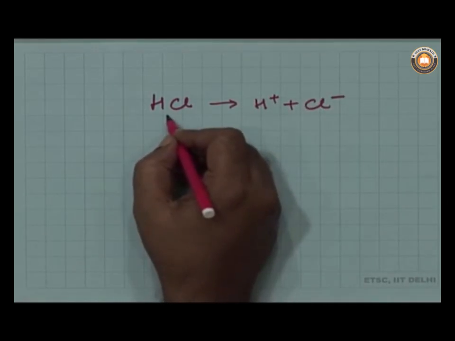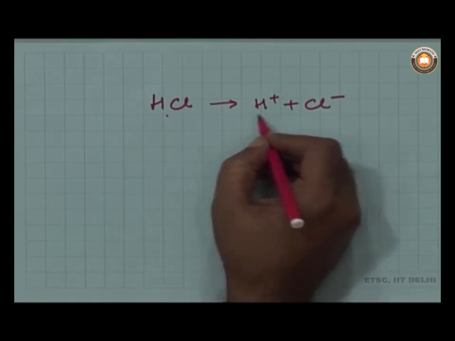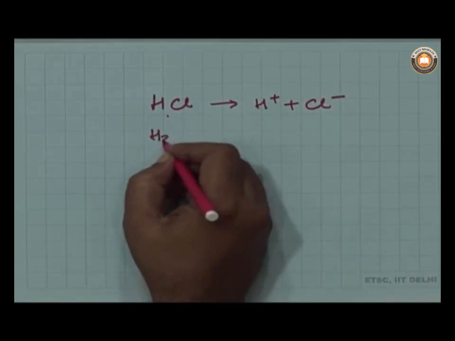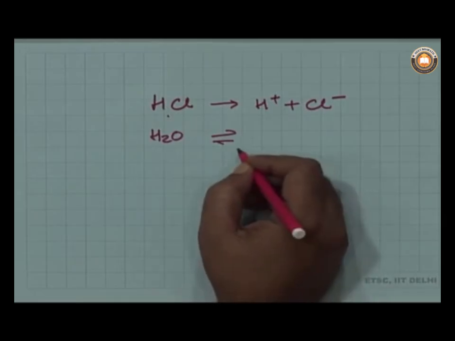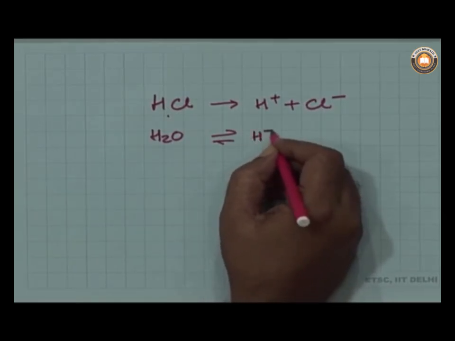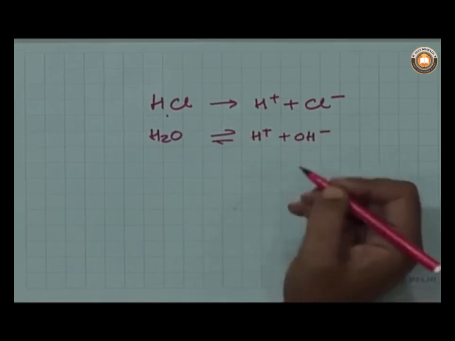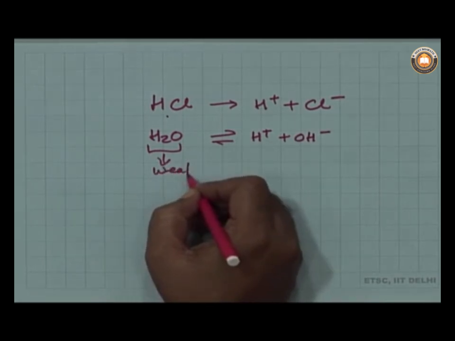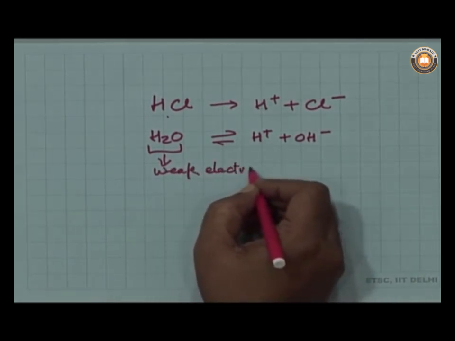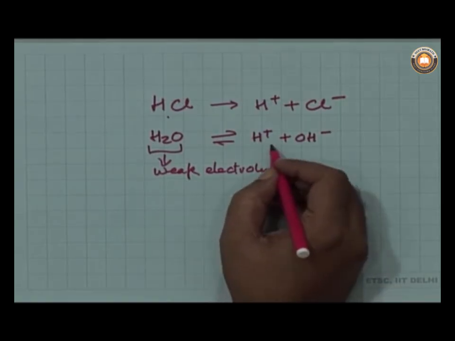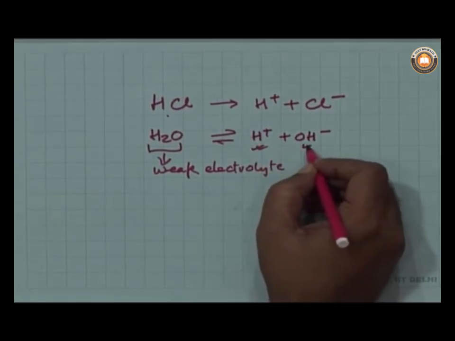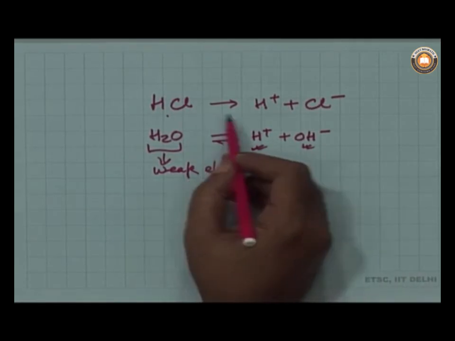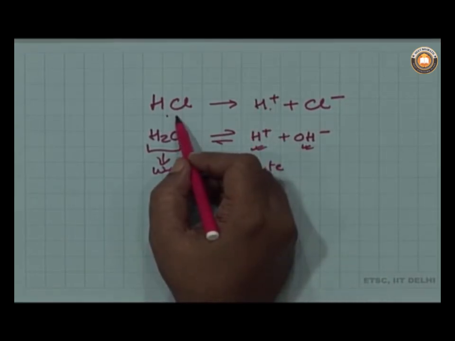So, when we put HCl into aqueous solution, it breaks to give H plus and Cl minus ion. There is also dissociation of H2O, and that will give you H plus and OH minus ion. But we know that H2O is a weak electrolyte, and so the amount of H plus and OH minus obtained is very small in comparison to the H plus which we have got from HCl.